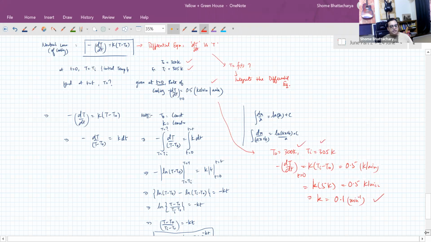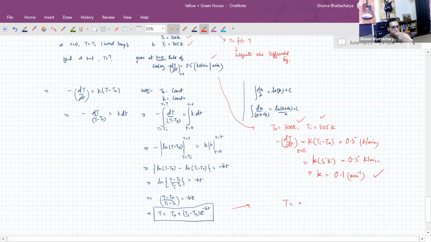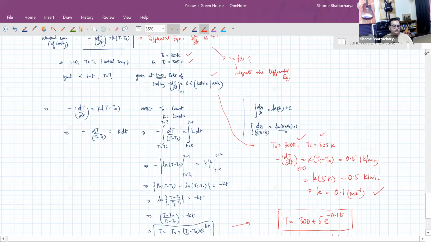So I have this data and these two values. Now I can substitute that here and find that the temperature at any time t is T naught, which is 300 Kelvin, plus the initial temperature minus T naught, which is 5 Kelvin, into e raised to the power minus 0.1 t, where because that 0.1 is in minute inverse, t should be substituted in minutes, and the temperature we'll be getting will be in Kelvin. So this is how the temperature is varying with time. When we use this in a numerical example, this is how we will be able to calculate temperature as a function of time.